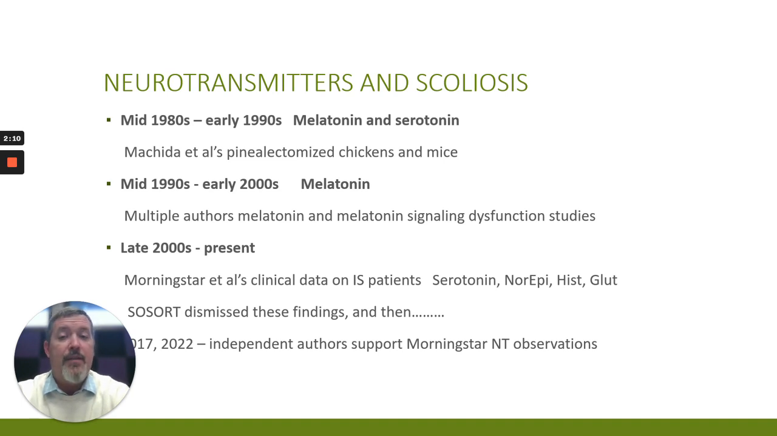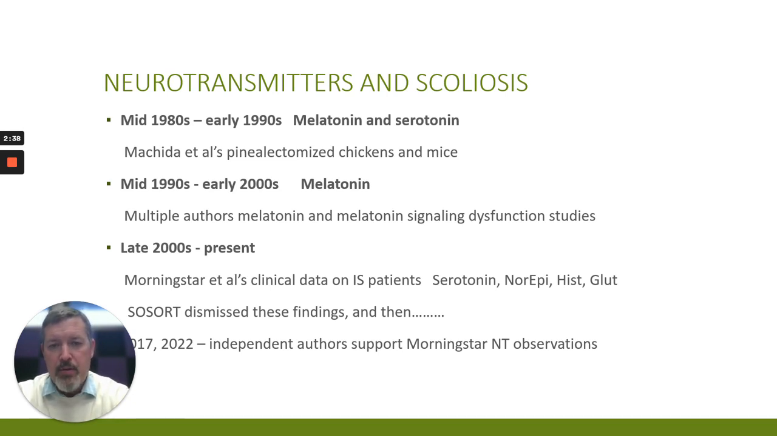Going forward from there, however, there's been some debate. Is it frank melatonin deficiency that actually contributes to the scoliosis? Or is it more of a signaling dysfunction, almost like insulin resistance, a melatonin resistance, or a lack of receptor acceptance of circulating melatonin that's actually the trigger? Nobody really knows for sure, but we know melatonin is central to scoliosis.